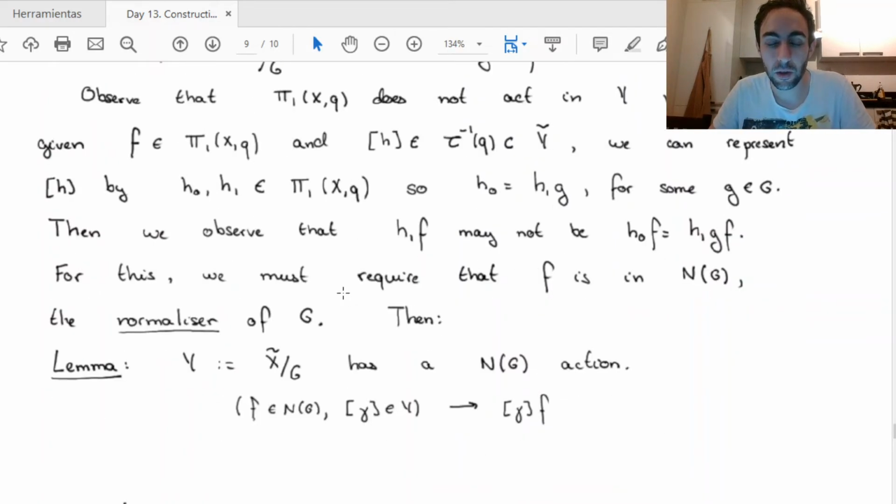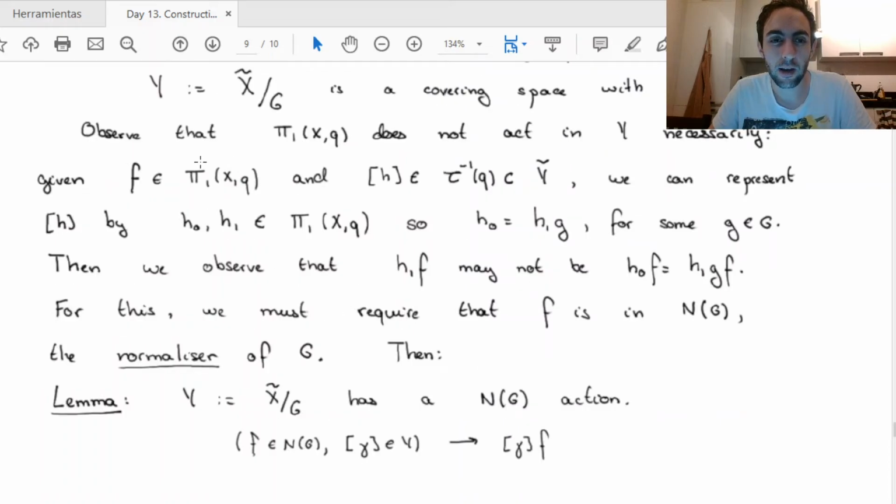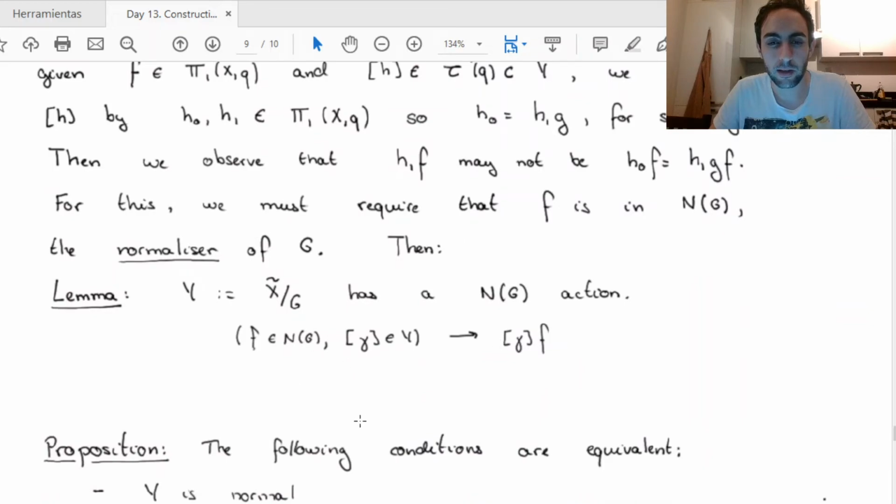And this is essentially the argument. So what this has shown for us is that, sure, we cannot define an action of pi 1 on Y, but at least we can define an action of the normalizer of G on Y, right? Just because then in that case, these two things do define the same class. You just take a class in Y and you pre-compose it by f, right?